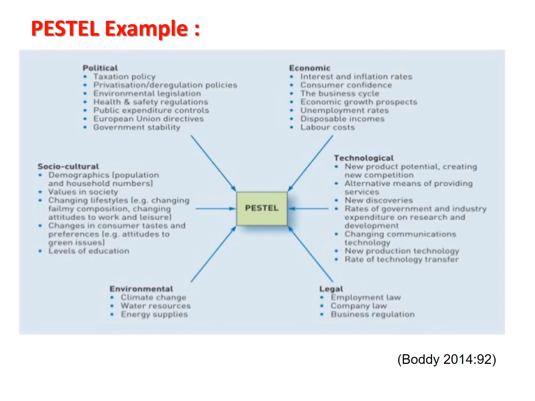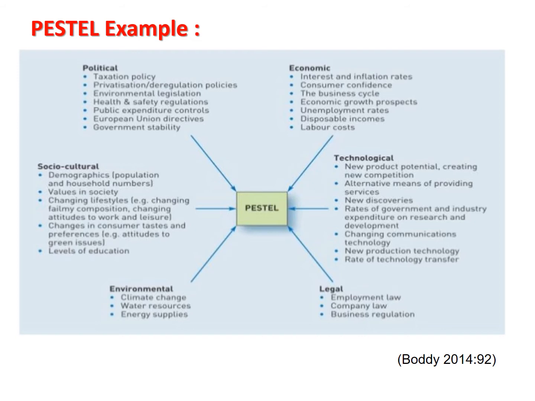So if we look at the PASTEL example, we can see on the political, we've got various elements like taxation policy, privatization and deregulation of policies, environmental legislation, health and safety regulations, public expenditure controls, European Union directives, government stability. In terms of the economic side, these include things like the interest and inflation rates, consumer confidence, the business cycle, economic growth prospects, unemployment rates, disposable incomes, labor costs.